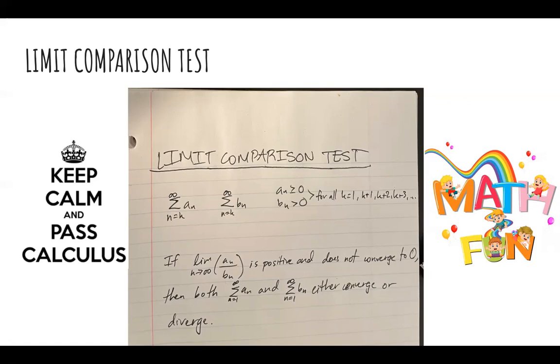So if the limit as n goes to infinity of a sub n over b sub n is positive and does not converge to 0, then both infinite series, a sub n and b sub n, either both converge or both diverge. So this really helps because you know that it either converges or diverges. There's no other real option.